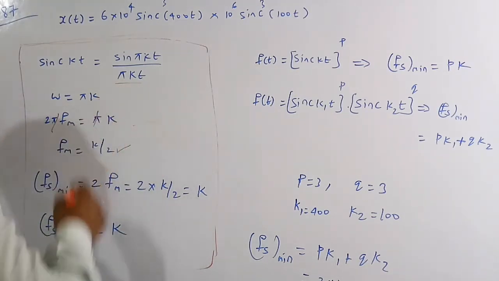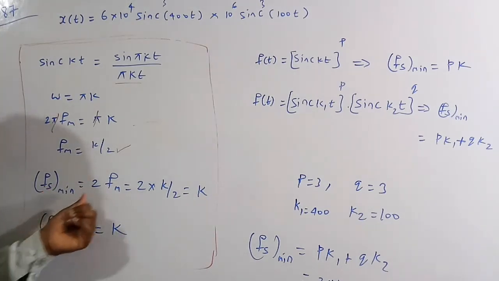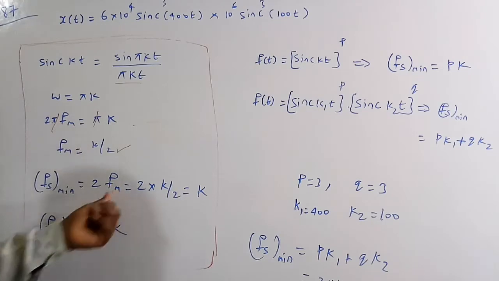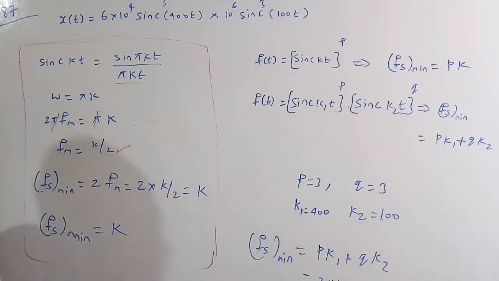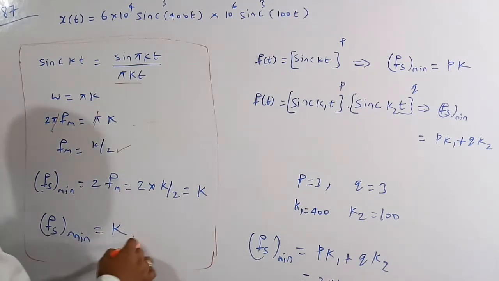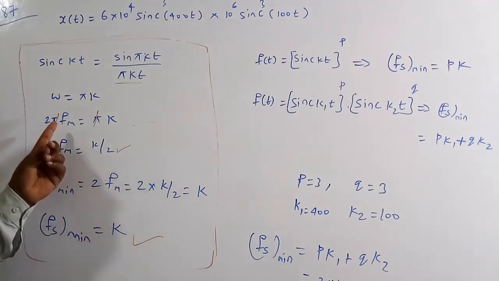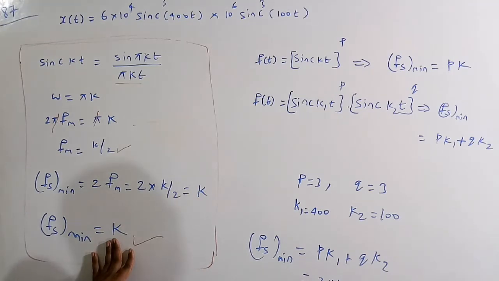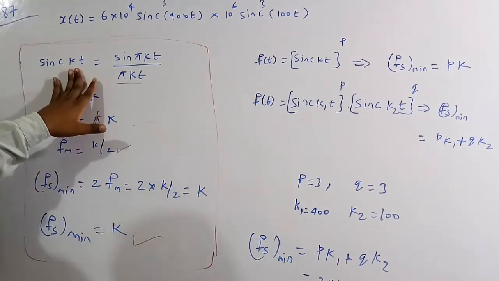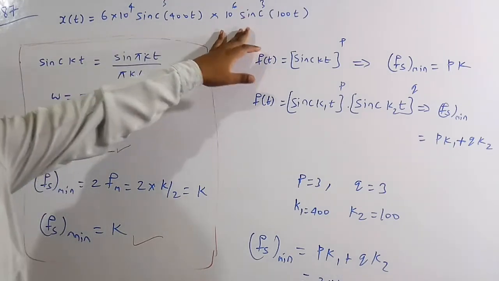We know the standard equation: the minimum sampling frequency is nothing but 2 into the message signal frequency. The message signal frequency is k by 2, so 2 into k by 2 is nothing but k. So we can conclude that the minimum sampling frequency, or the Nyquist frequency, for this sinc kT is nothing but k. So k is called the minimum sampling frequency or the Nyquist frequency of this sinc kT.